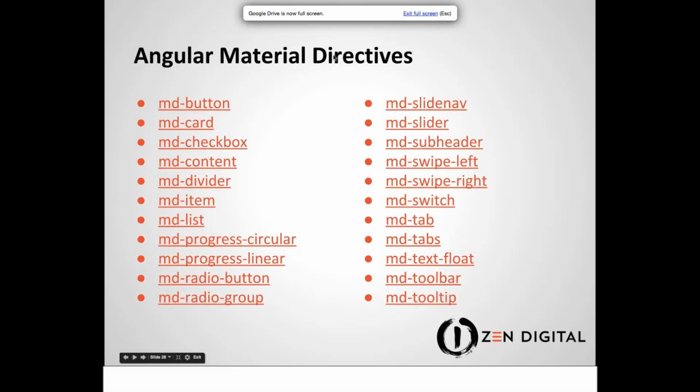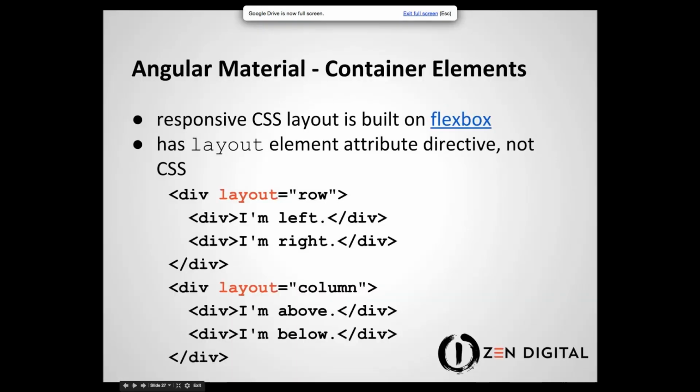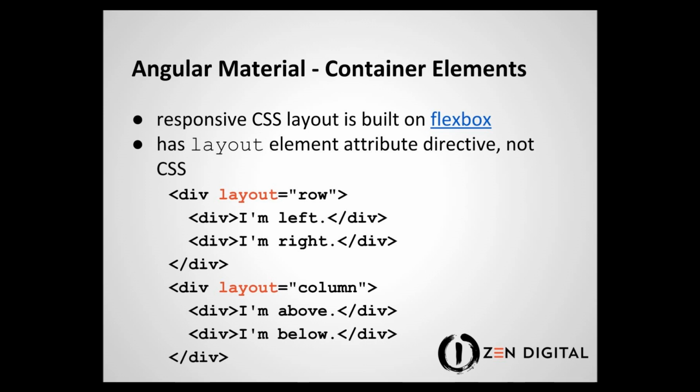Okay, let's return to full screen here. So Angular material has container elements. So this is a responsive CSS layout that's built on top of Flexbox. Flexbox is now being supported by most browsers. It's a much better way of doing layout than previous ways inside of browsers. I prefer it. Sometimes it's hard to use with older systems. You kind of have to transfer to using Flexbox completely. And Angular material, since it's starting from scratch, has the advantage of just saying, I'm using Flexbox.